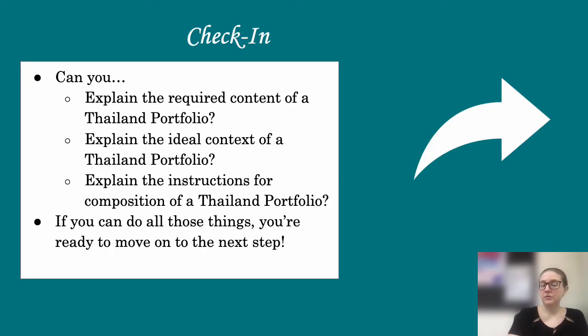So let's review. By now you should be able to explain the required content of a Thailand portfolio. What sections? What information are we including? You should be able to talk a little bit about the context, the why of this portfolio. Why is it important? What are we trying to achieve with this? And then lastly, you should be able to talk a little bit about the composition, the organization, the how of the portfolio. What are we doing? What are we not doing in our writing in this particular document? And if you can do all of those things, then you're ready to move on to the next step.